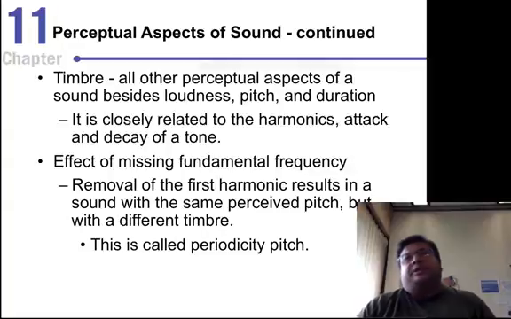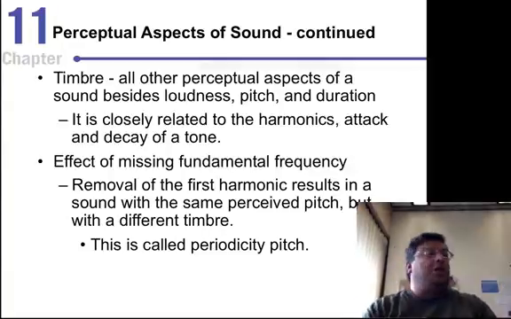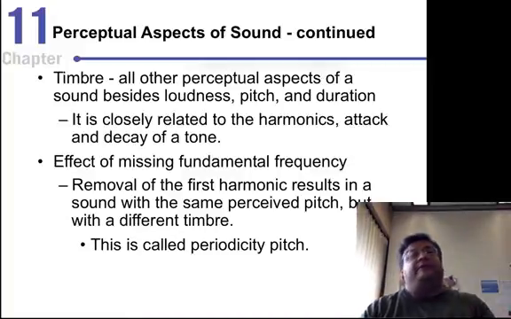And you can experience that, for example, if you listen to a flute and an oboe play the exact same note, the exact same pitch. You're going to be able to tell, that's a flute and that's an oboe, and that's because the flute and oboe have different timbres. They have different properties associated with the frequencies that are being generated.